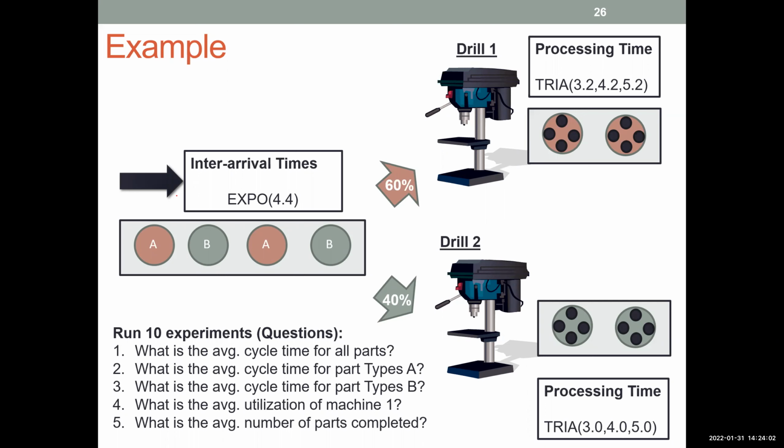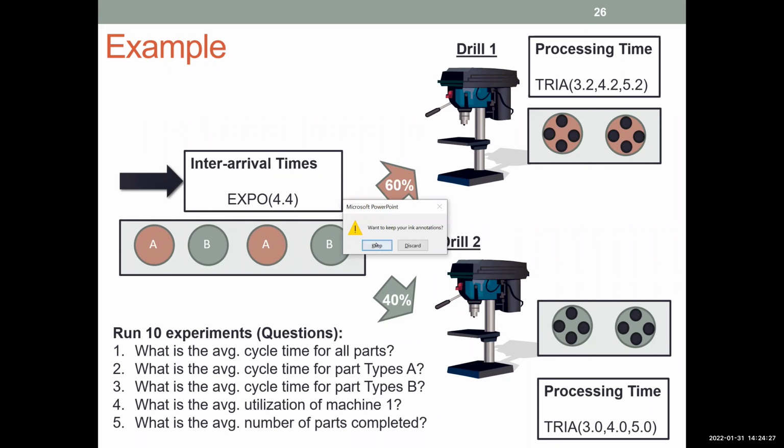Let's say for 8 hours, and then we're going to collect all these statistics. So average cycle time for all parts, average cycle time for part type A, average cycle time for part type B, average utilization of machine 1, and the average number of parts completed. Okay, so let's work with this.